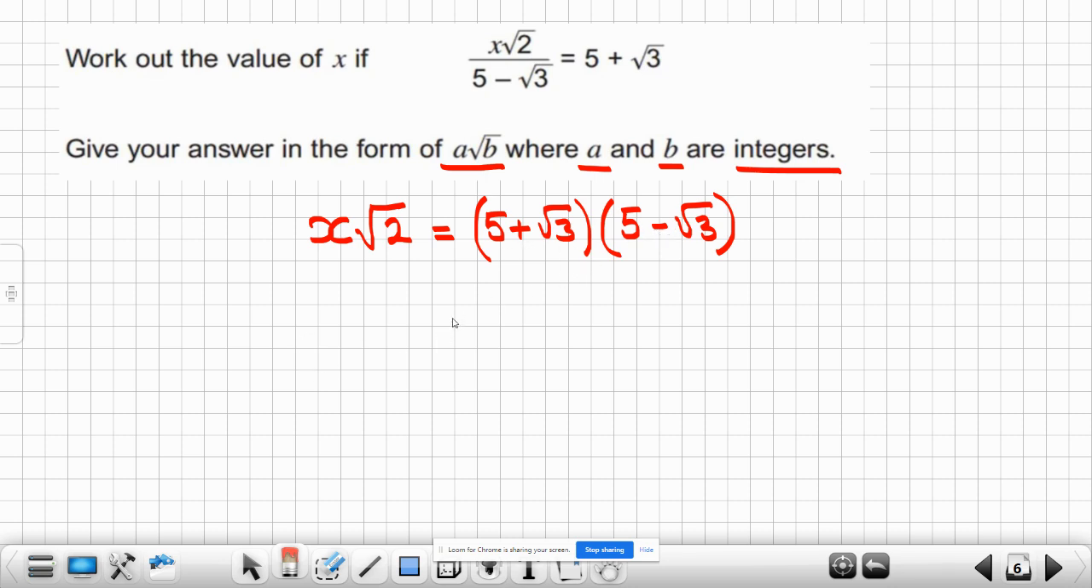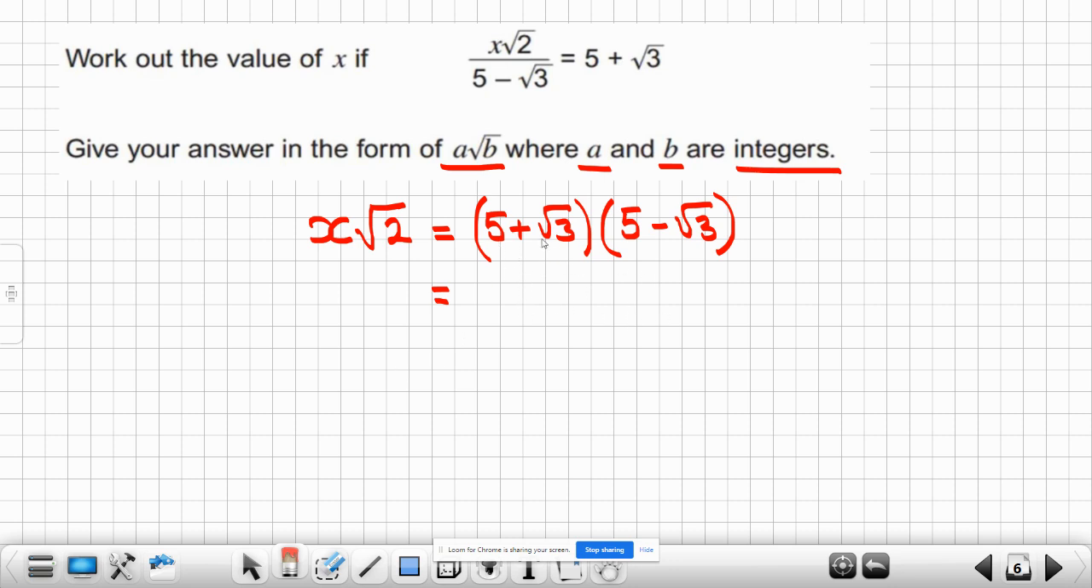Now, that means that when we multiply out those brackets, where we would usually have 4 terms, as we're used to in quadratics, the two middle terms will simplify together. Because we've got a plus and a minus, they're going to cancel each other out. So all we're going to be left with is the 5 times the 5 and the root 3 times the minus root 3. And you can just jump to that. But because I want to make this really clear to you, we're going to do it as it comes.